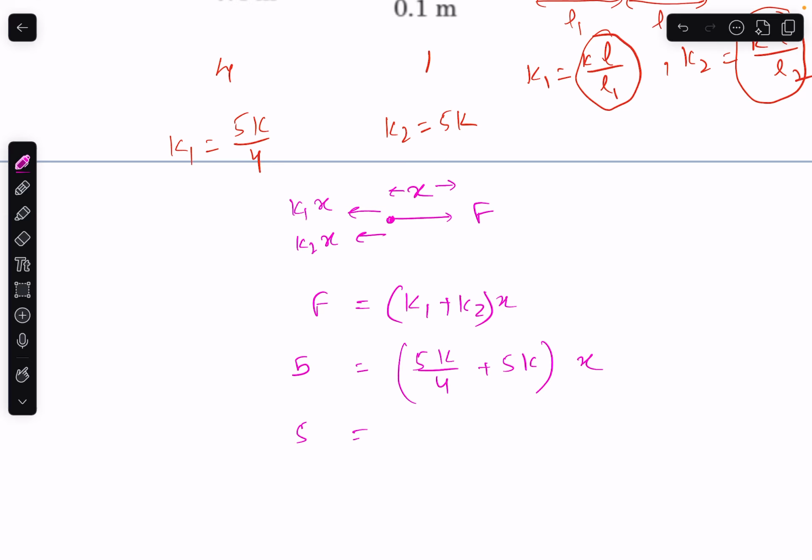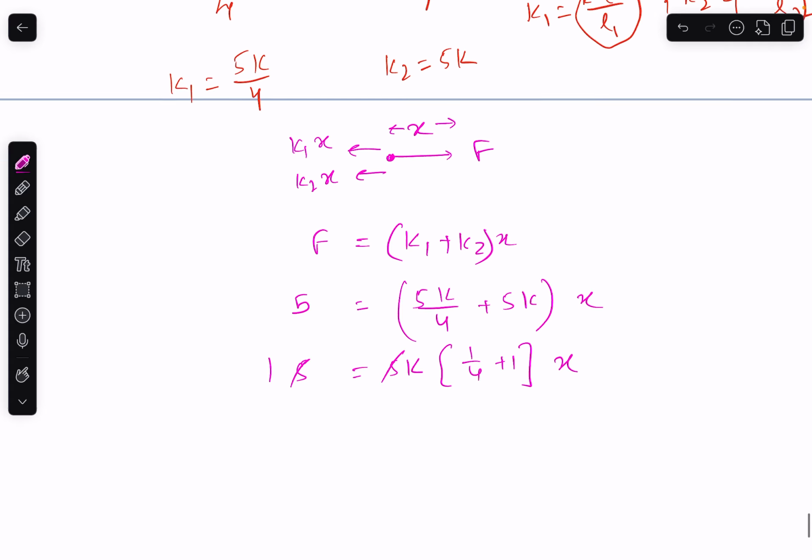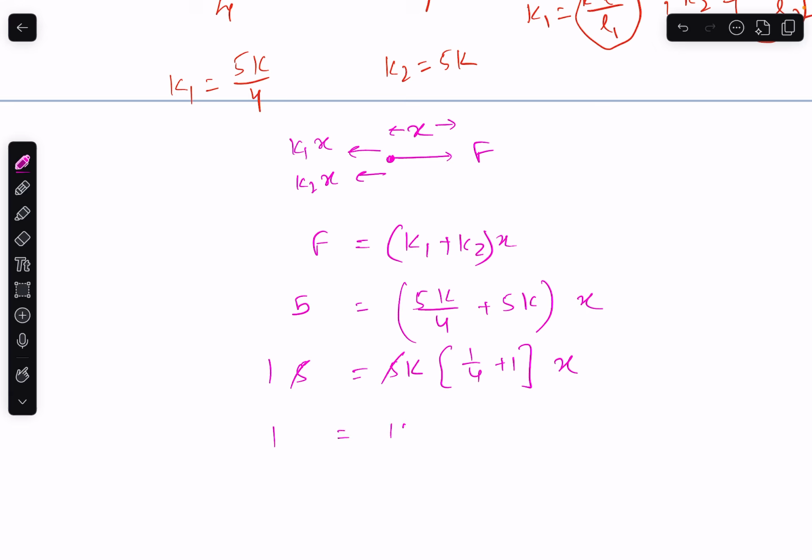So 5 equals, we can take 5K common, and then we get 1 by 4 plus 1, times x. The 5 will get cancelled, we will have 1 on the left hand side. So 1 equals K is 100, and this will become 5 by 4 into x. So we will get the value of x as 0.8, 4 going in the numerator and 5 in the denominator, divided by 100 in SI units, so meter. We can write this as 0.8 centimeter, or 8 millimeters. This will be the displacement of the point P.